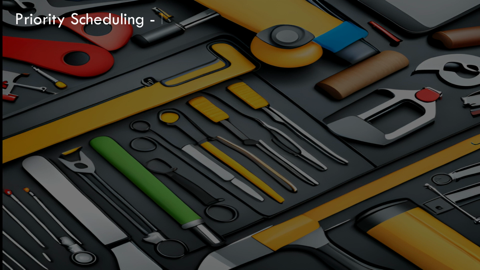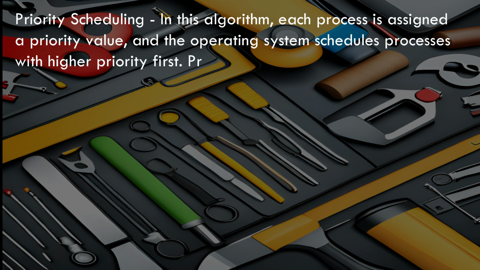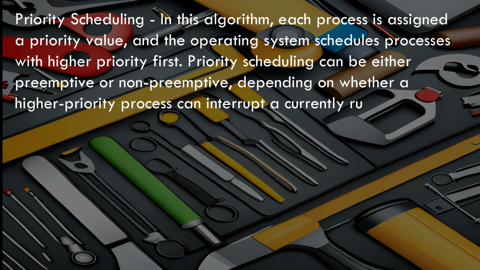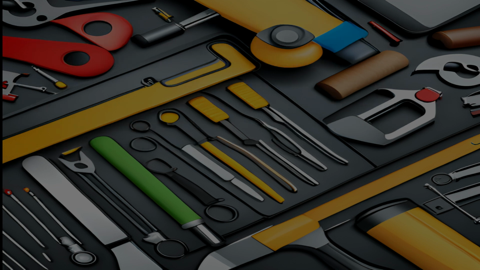Priority scheduling: in this algorithm, each process is assigned a priority value, and the operating system schedules processes with higher priority first. Priority scheduling can be either preemptive or non-preemptive, depending on whether a higher priority process can interrupt a currently running process. Priority scheduling can lead to starvation of lower priority processes if not implemented carefully.